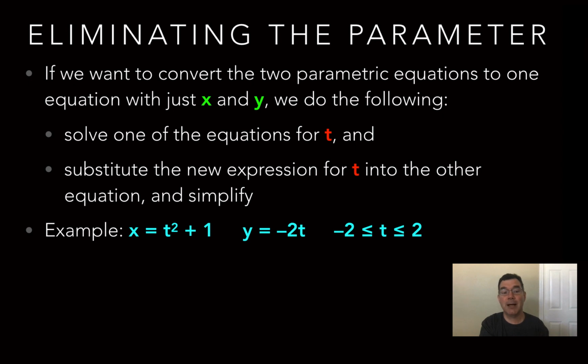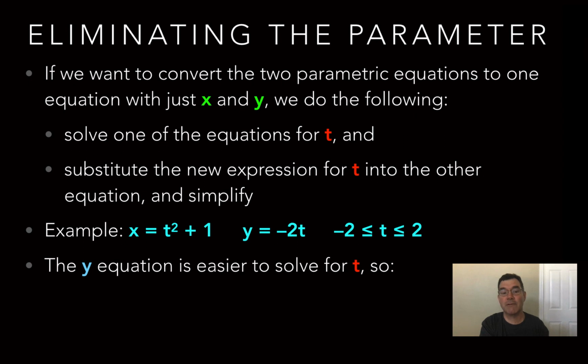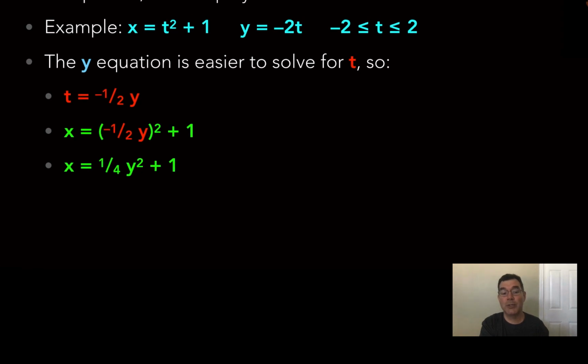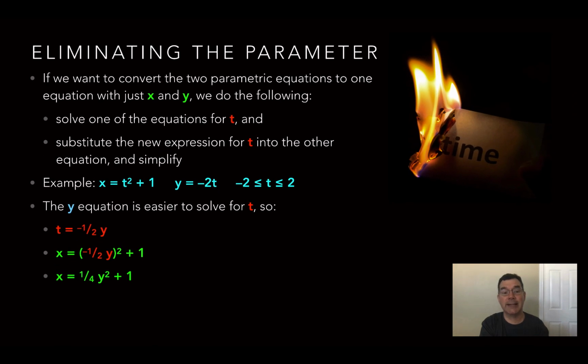So for example, using the one that I've already talked about, the easiest of those two to solve for t is going to be the y equation because I simply need to divide by -2 on both sides. So when I do that, I get t equals -1/2 y, and that gets plugged into the x equation. So x becomes -1/2 y squared plus 1. And if I simplify that, I get that x equals 1/4 y squared plus 1, which is exactly what that curve looked like in the previous slide.